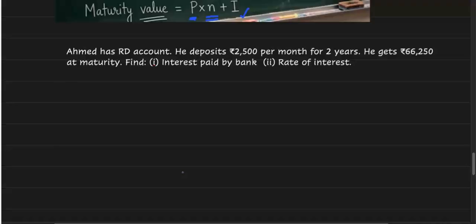So now we'll go a little deep into finding the maturity value across all types of problems. Here it's saying, Ahmed has a recurring account and he deposits 2,500 per month for 2 years. He gets rupees 66,250 at maturity. Find interest paid by the bank and the rate of interest. Here we don't have to find the maturity value because maturity value is already given in the problem.